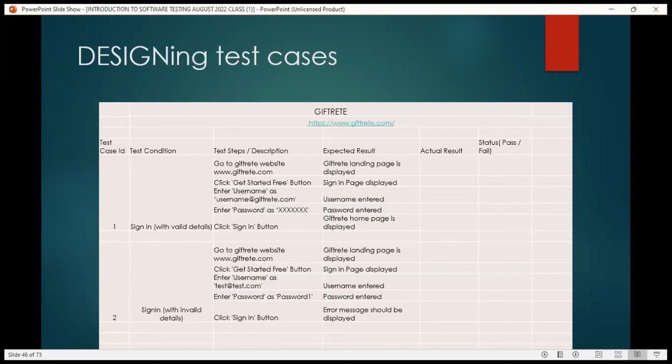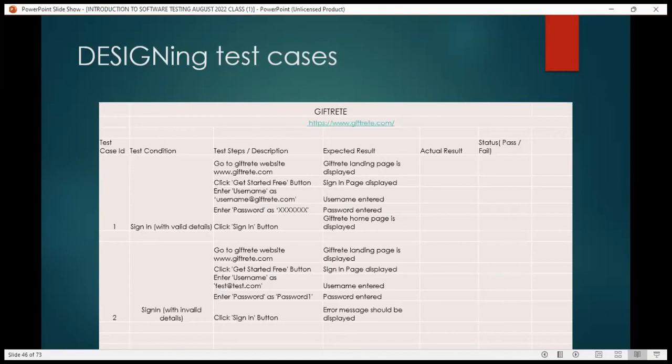So tell me, I've not introduced any tool to you. From the day I started, I've just been telling you these are the basics, these are the foundation. So now we are taking the login scenario as one. Here is the login. The first thing here is I put a test case ID.